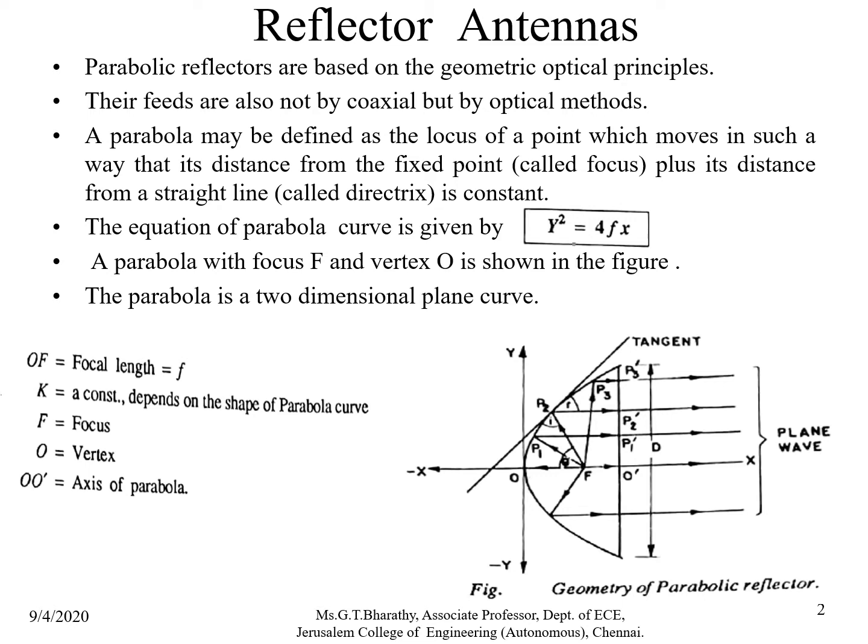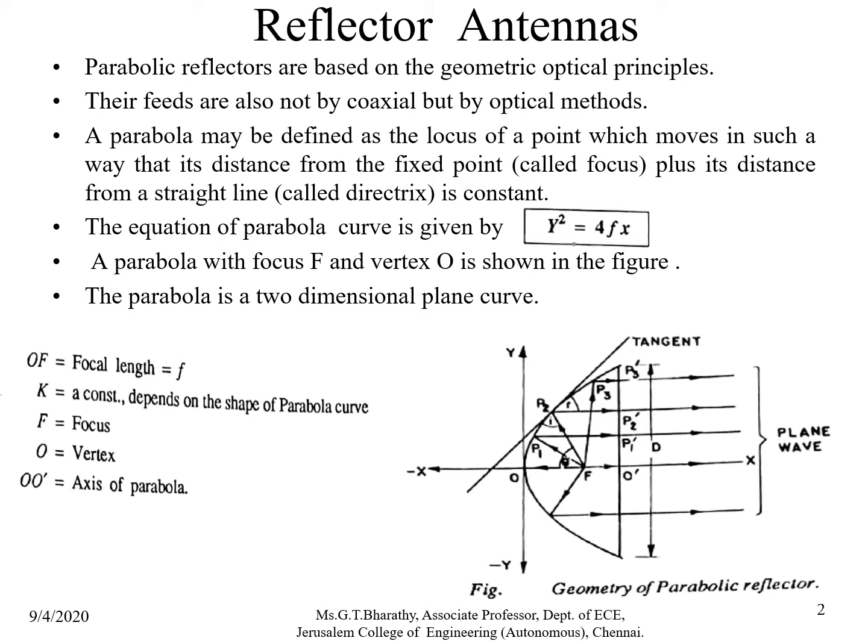We know what is a parabola. A parabola is defined as the locus of the points which move in such a way that its distance from a fixed point called the focus plus its distance from a straight line called the directrix is a constant. The equation of the parabolic curve is already known, which is given by y square is equal to 4fx. A parabola with the focus F and vertex O is shown in the diagram.